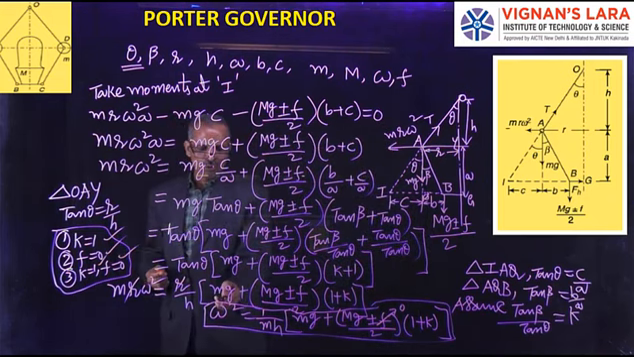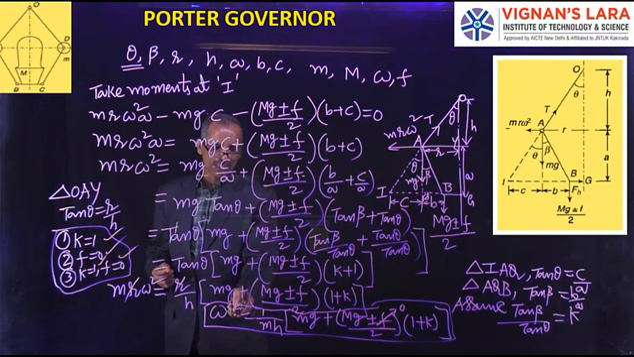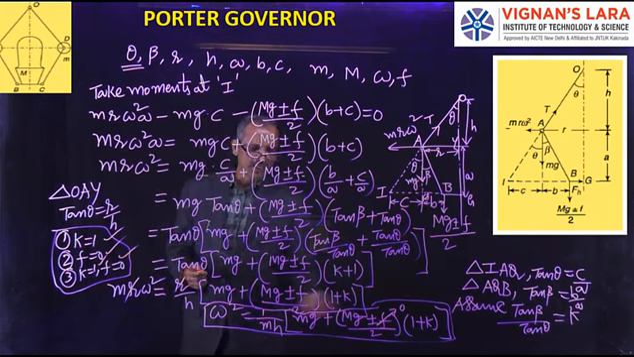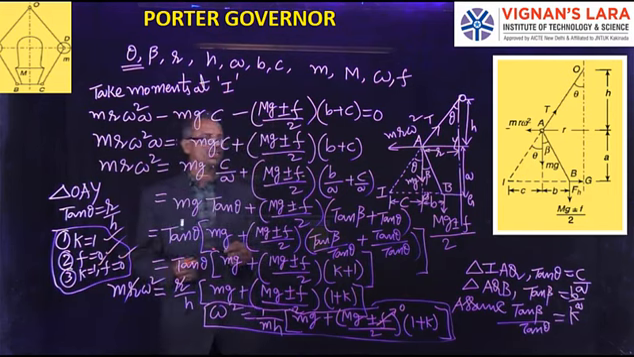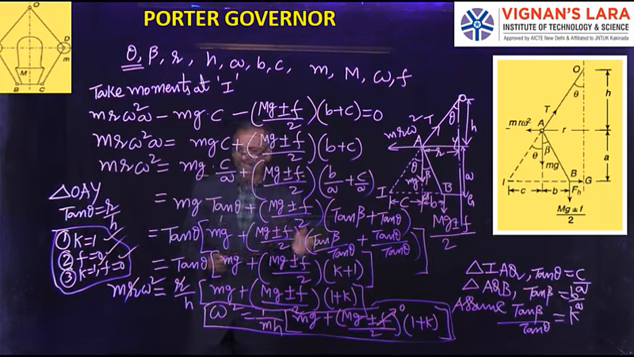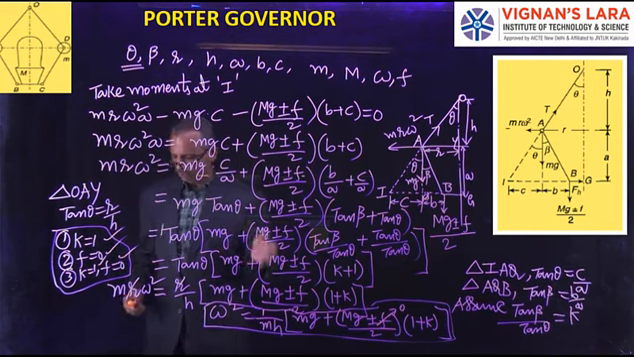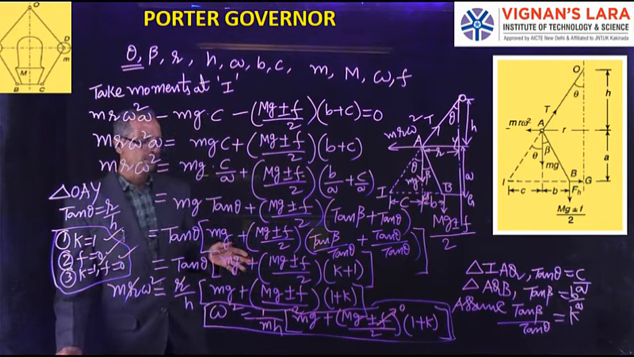Or if you need n, then I write omega plus 2 pi n by 60 whole square. Okay, then I will write the right hand side. So these simplifications you can do according to your requirements in the problems. We will see the problems. Okay, at that time you will find it easy to understand this.